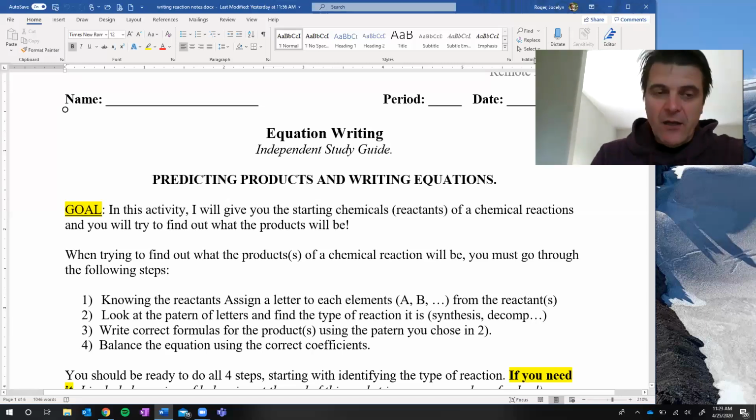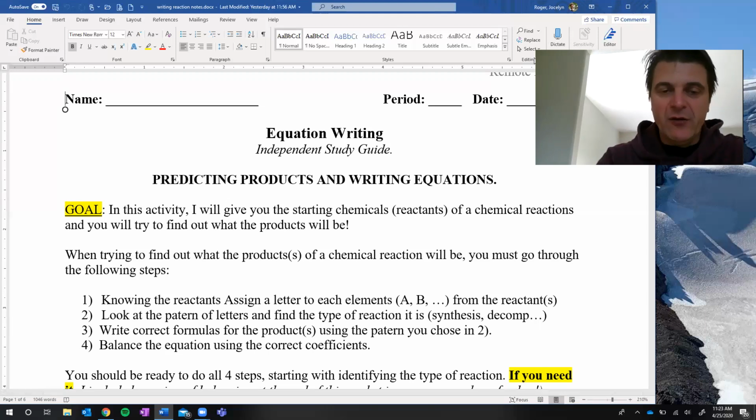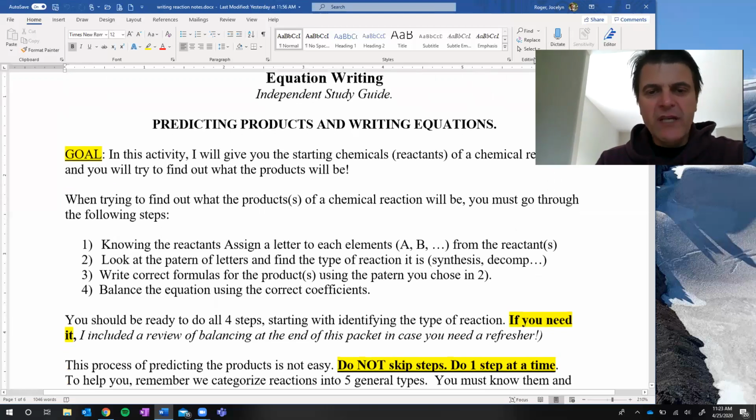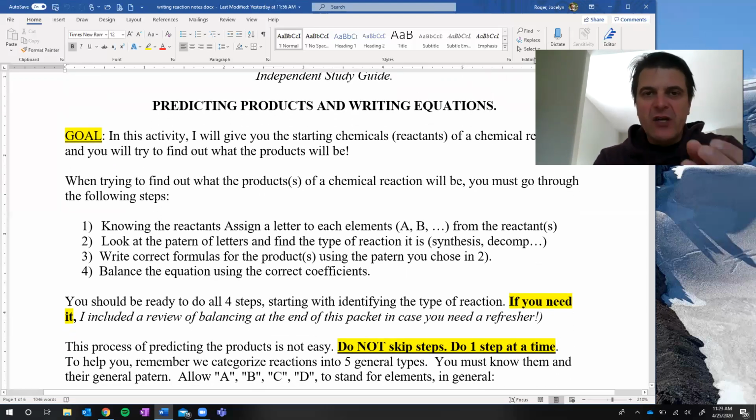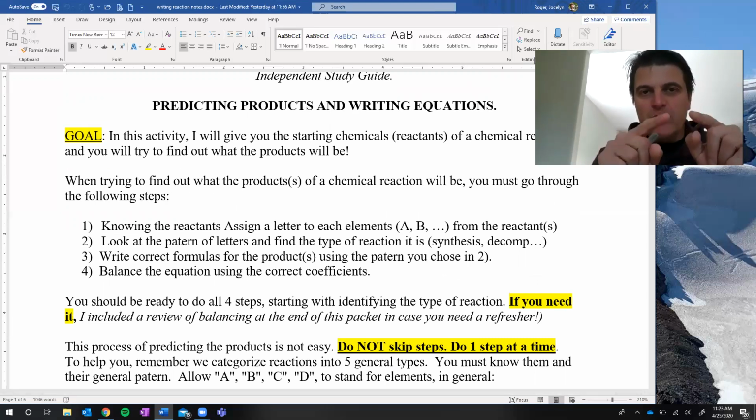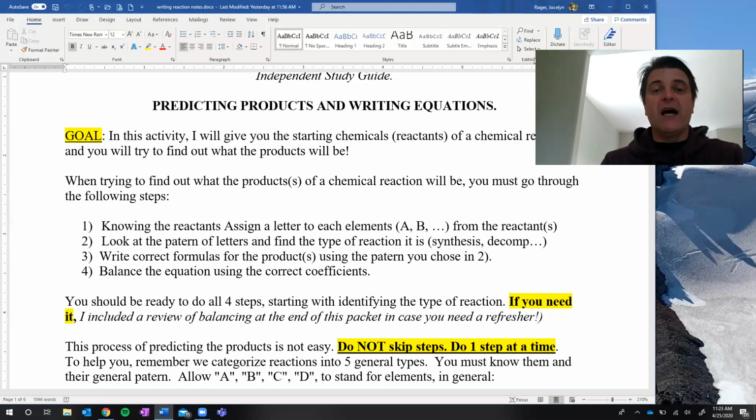Right. So like I said, our goal is to be able to predict the products that will be formed in a chemical reaction by using the 4 patterns that we've studied last time. So what we need to do is look at the reactants, the substances that you're given, and find out which pattern it matches. For example, if you're given just 2 elements, then you know this is going to be a synthesis reaction. So you can predict what the products will be based upon the reactants that are given to you and the patterns for chemical reactions that you've learned.